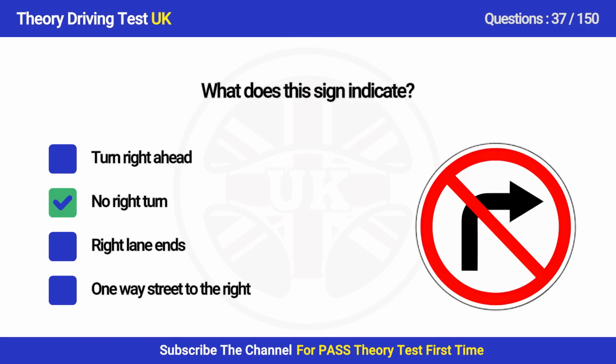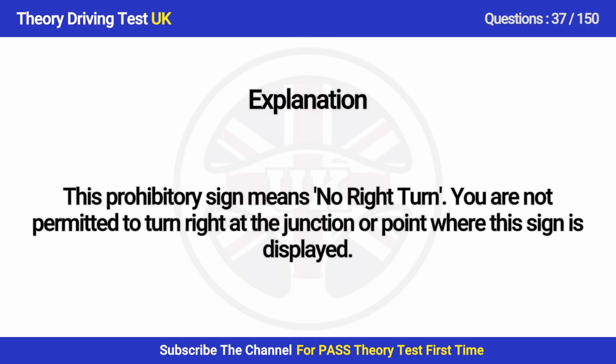Answer is B. No right turn. This prohibitory sign means no right turn. You are not permitted to turn right at the junction or point where this sign is displayed.